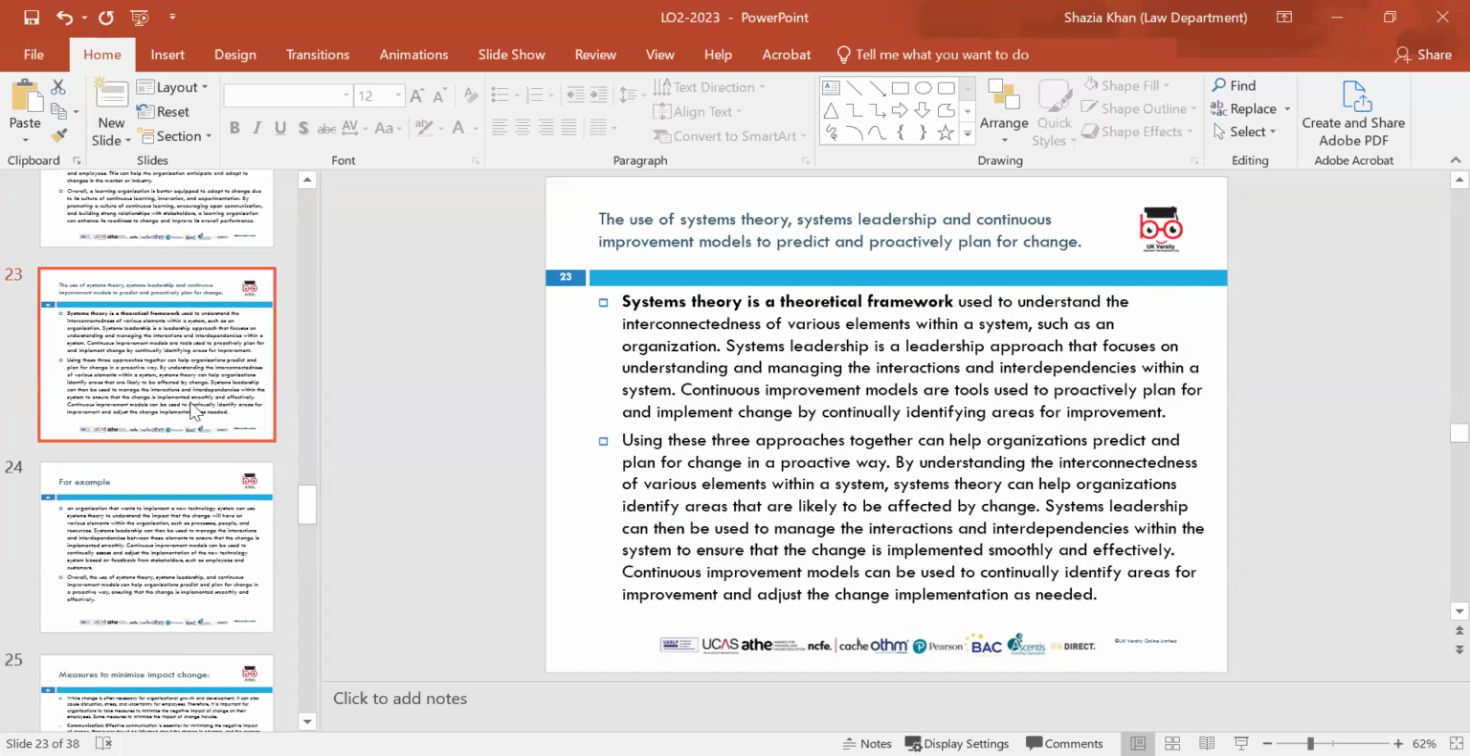The use of systems theory, leadership and continuous improvement models is to predict and proactively plan for change. Systems theory is a theoretical framework used to understand the interconnectedness of various elements within an organization, such as the organization's systems. Leadership focuses on understanding and managing the interactions. Continuous improvement models, using approaches to predict changes, are really important within an organization, and having this continuous change helps you as an organization to improve.